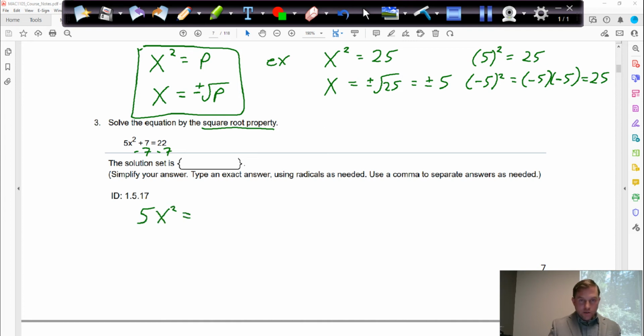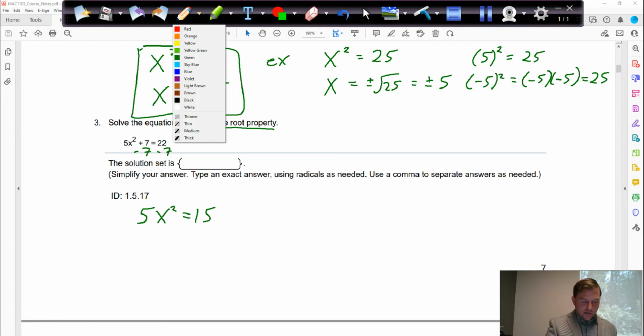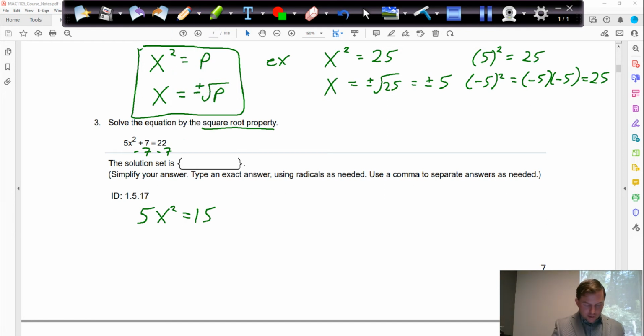On the right, I'll get 22 minus 7, which is 15. Now, we're also still close, but not quite there. Notice there's no number in front of the x squared equal to p. So we don't want that 5 there either. So to get rid of that 5, remembering that it's multiplication, to undo that, I must divide. So we divide both sides by 5, and we get x squared equal to 3.